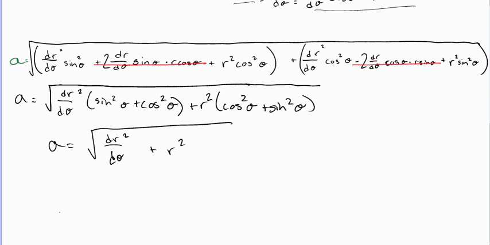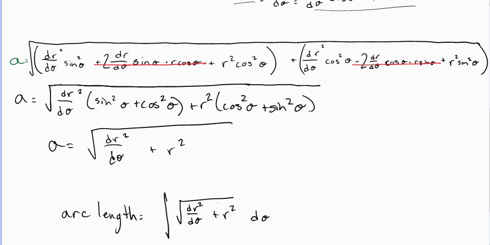So this means that for the arc length of our original equation, we get arc length equals the integral of the square root of dr d theta squared plus r squared, all times d theta, from a to b. And a and b are just the original limits for the segment that you want to find the arc length of for your original polar equation.